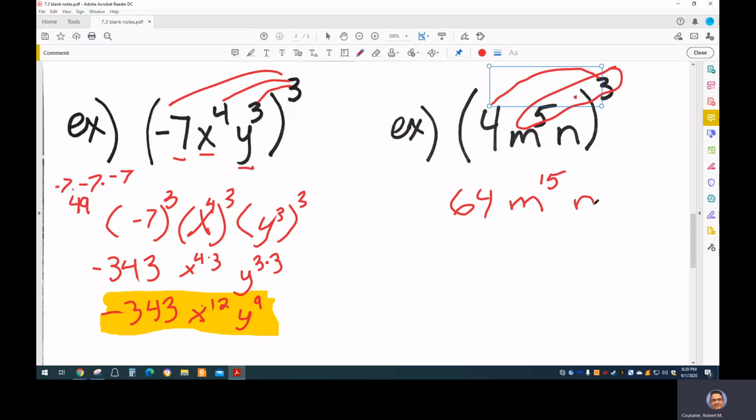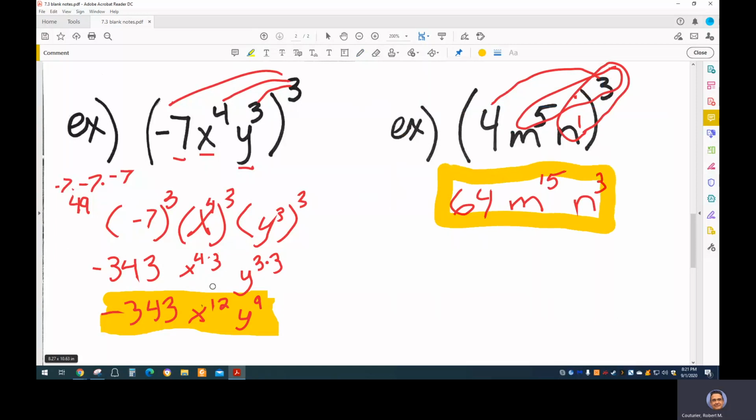The last one is an n. Now remember, guys, this was here for a reason. There's that little invisible 1. Okay, 3 times 1 is 3. And like that, we have simplified this problem, but without having to show these on all these steps.